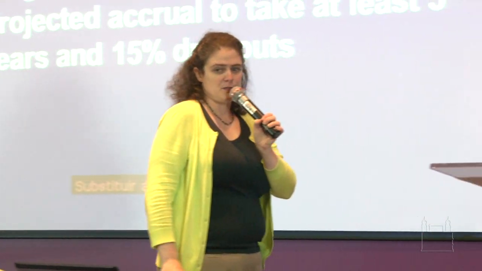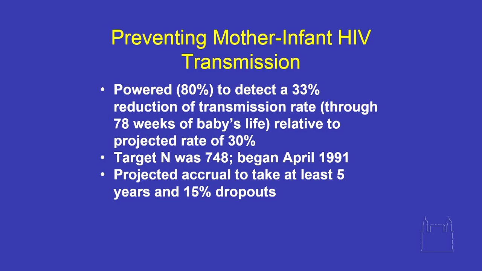The other part is at that point in time, zidovudine was only given to people that have advanced disease. Now I'm saying I'm giving it to every woman. Advanced, early, I don't care. You're getting zidovudine. So this study was powered at 80%, and we'll talk about how you kind of change these sample size calculations when you're dealing with survival analysis.